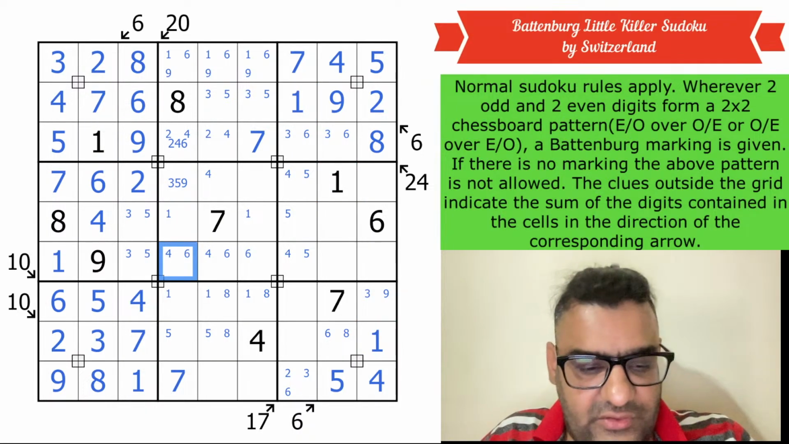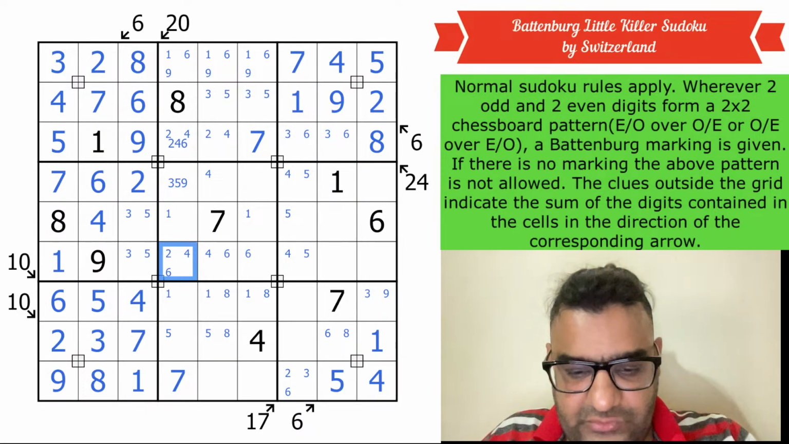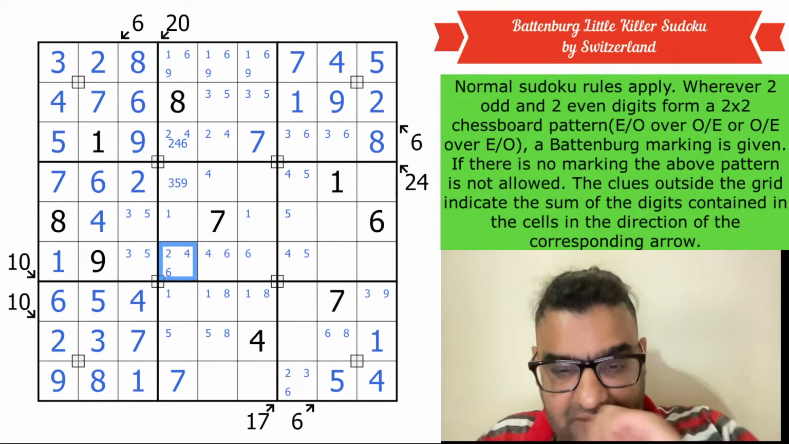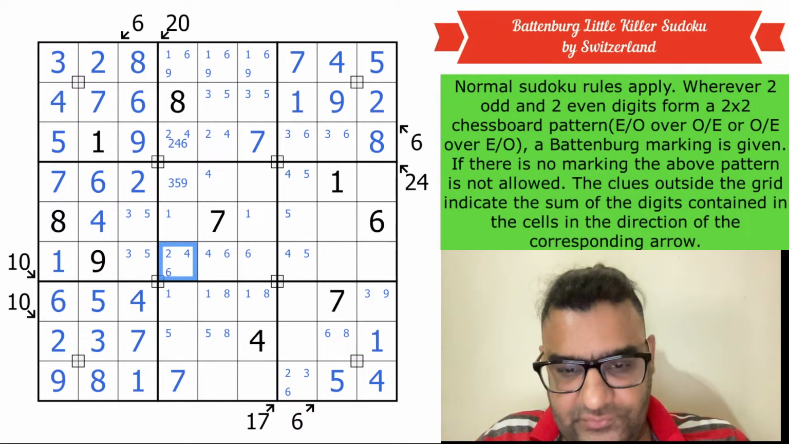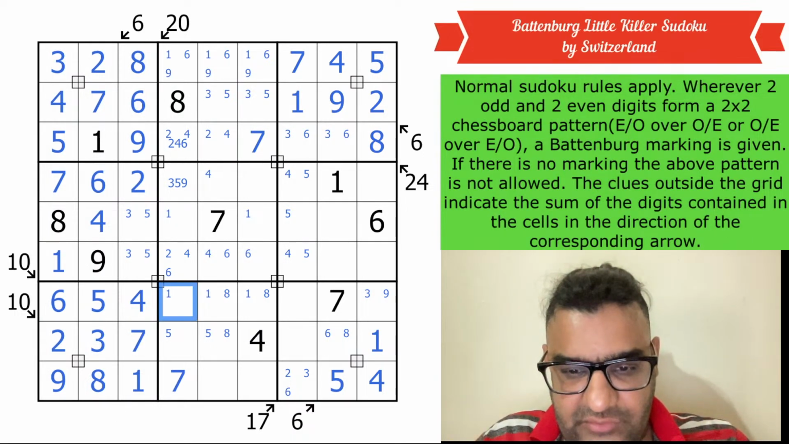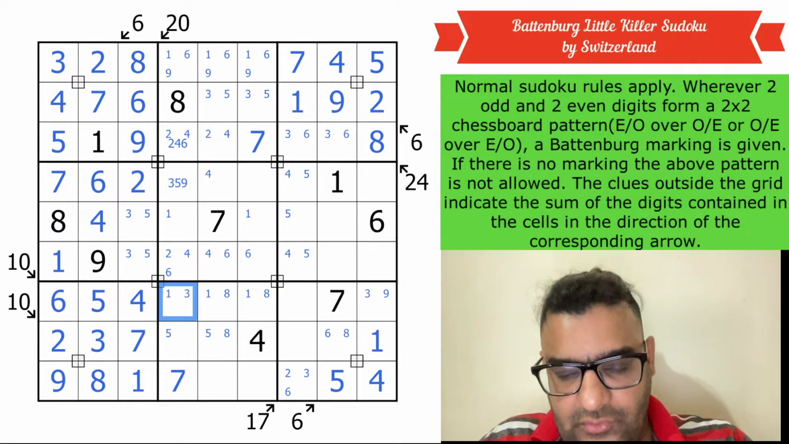Can this place have a two? Yes, two, four, six cannot go in it. It is either three or five. So how much can we put here? We can put one. We can put three. We cannot put five. We cannot put seven. We can put nine.